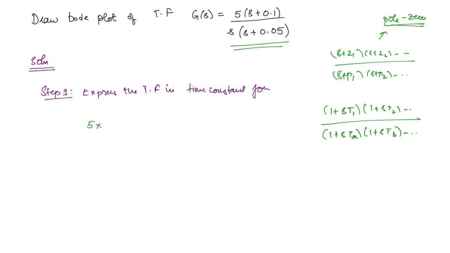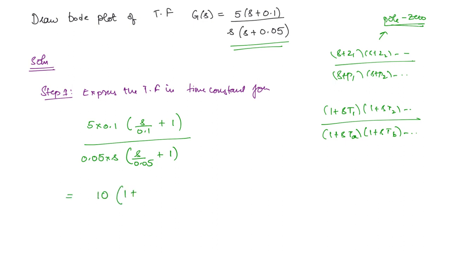5 into 0.1 you take out common, so that you're going to get s by 0.1 plus 1 divided by, similarly you will take out 0.05 here. So 0.05 into s by 0.05 plus 1. So now the new constant will be 5 into 0.1 divided by 0.05. So what will that be? 10. Okay. And here 1 plus 10 times into s divided by s into 1 plus 20s. So this is the transfer function in time constant form.